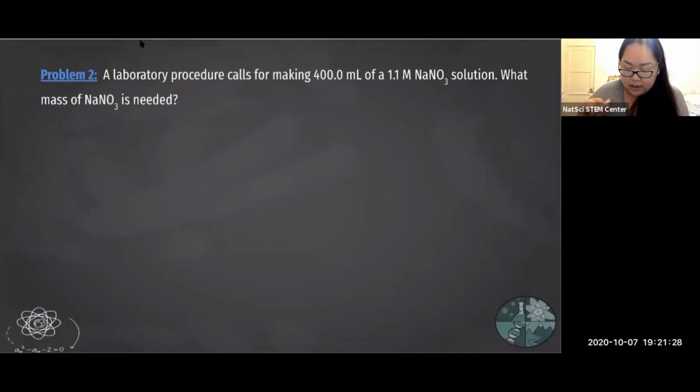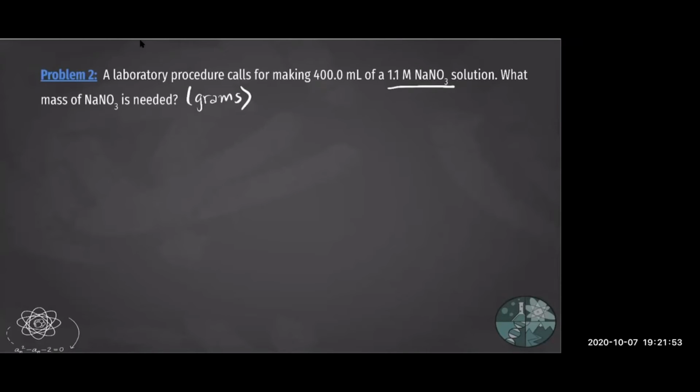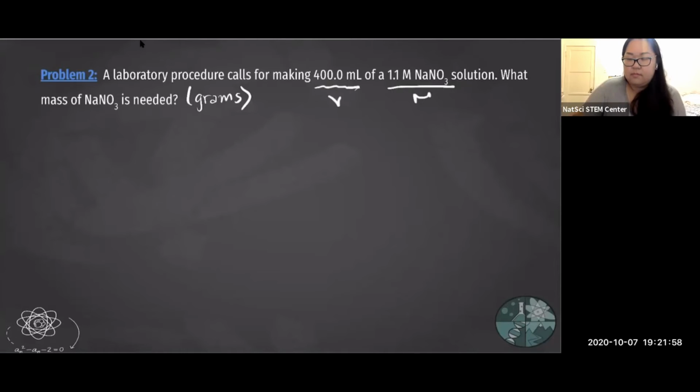This one, I'll give you guys until 7:26 to do. I want you to tell me the mass in grams of sodium nitrate that you need to make 1.1 molarity of NaNO3 solution. This is the volume.